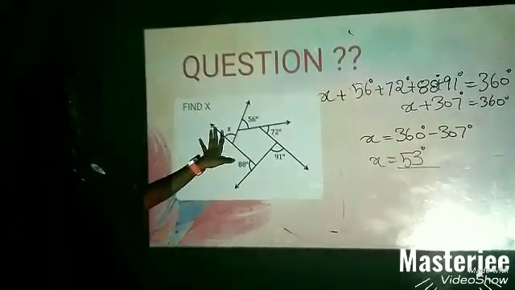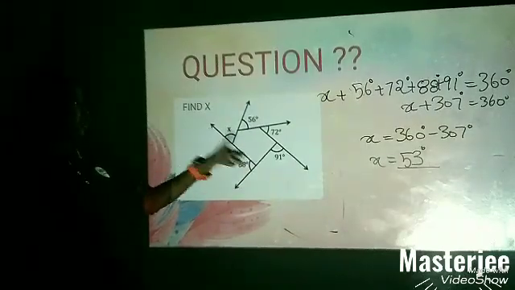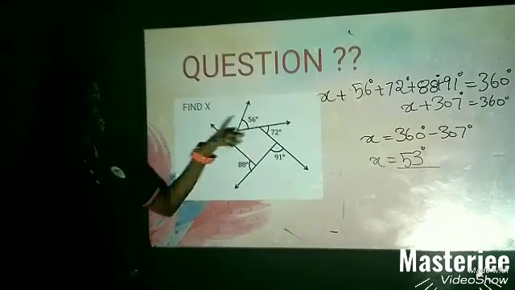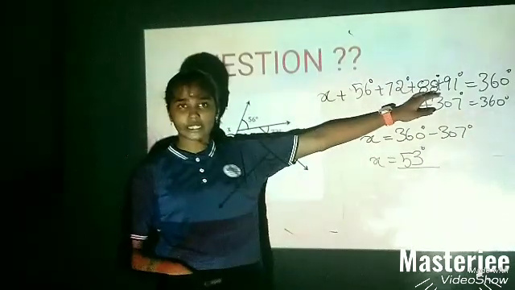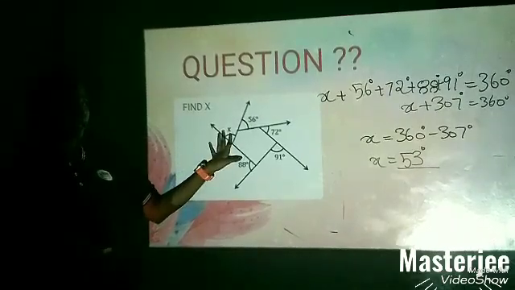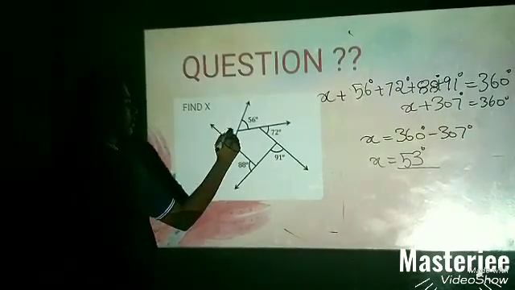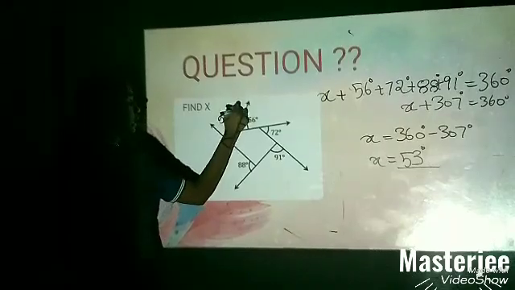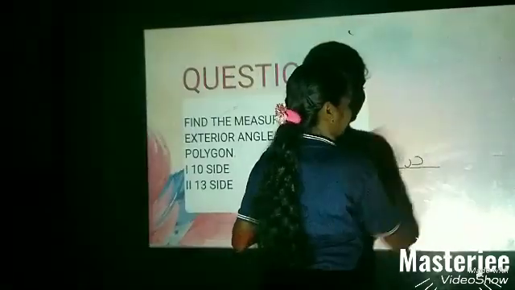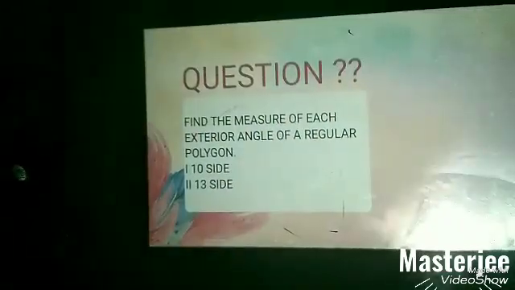Question time. Here a polygon is given and we have to find x. We have to add all the exterior angles plus this one, and that gives 360 degrees. As the property says, the sum of all exterior angles is equal to 360 degrees. So here x is equal to 53 degrees. Next question.